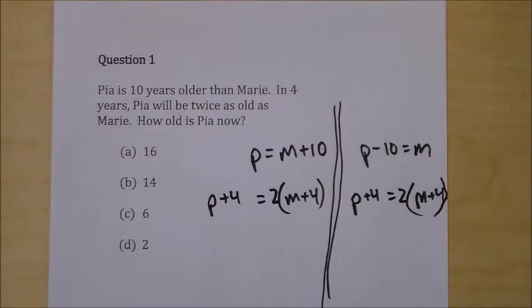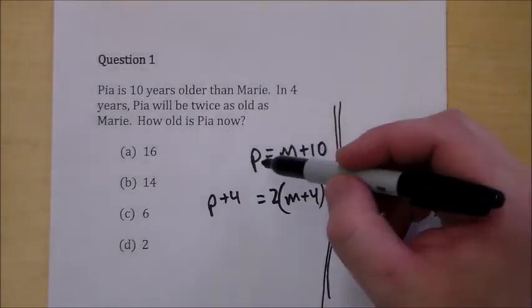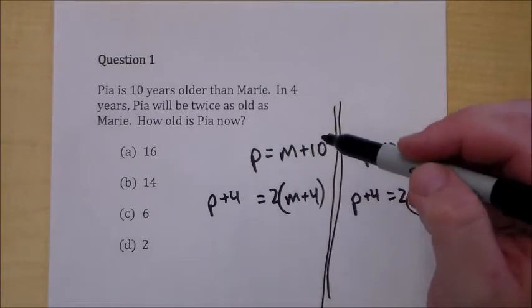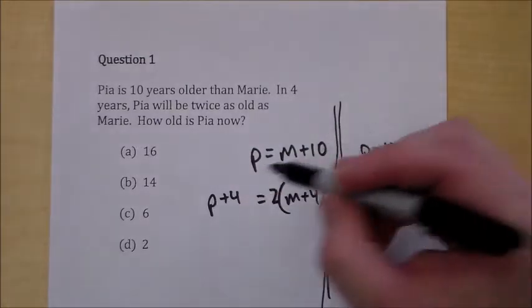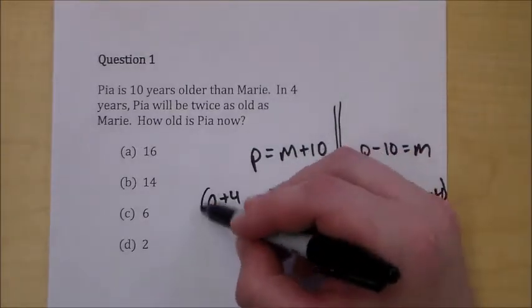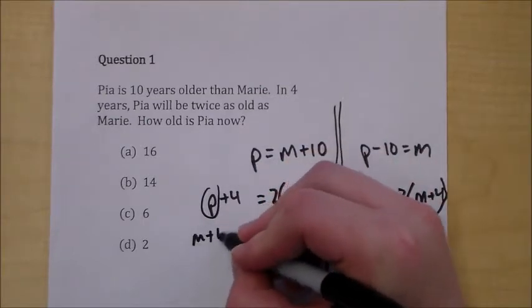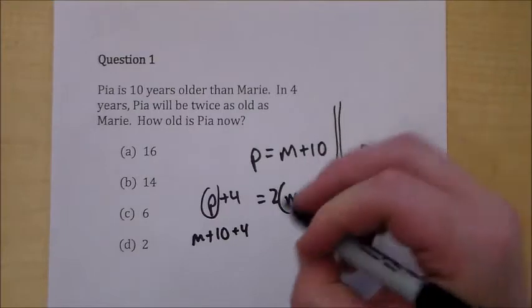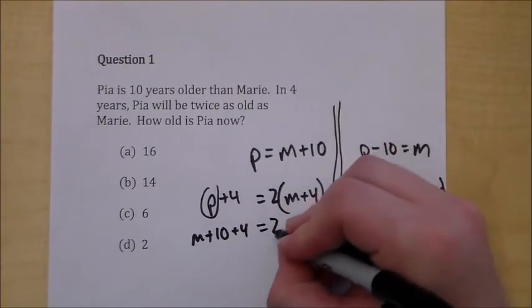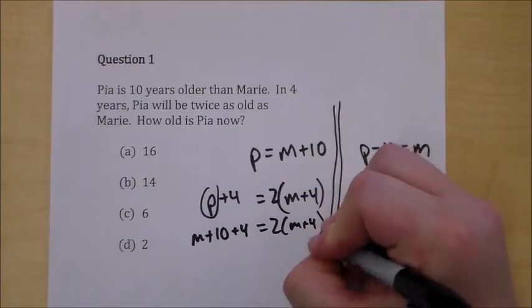Okay. So that's just the basic setup. And then you're like, all right, so what do I do now? Well, that's why they're called substitution problems, because you substitute. So P equals M plus 10. So wherever you see a P, you can insert M plus 10. So P plus 4 is now going to be M plus 10 plus 4, because that 4 carries along, and then you have 2 times M plus 4.